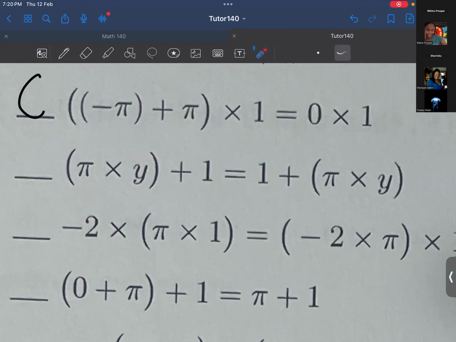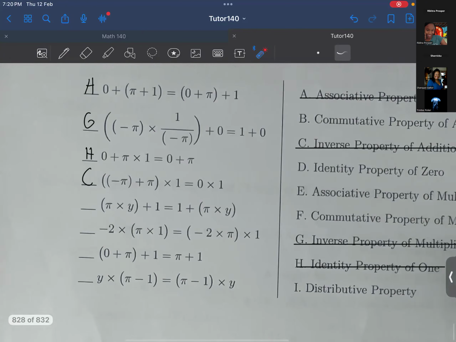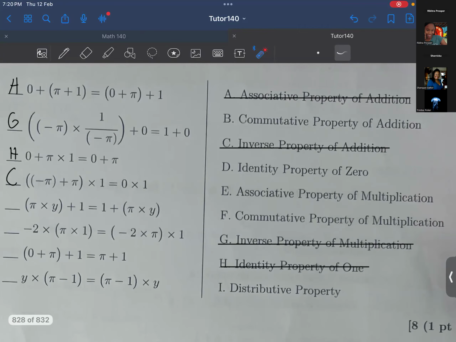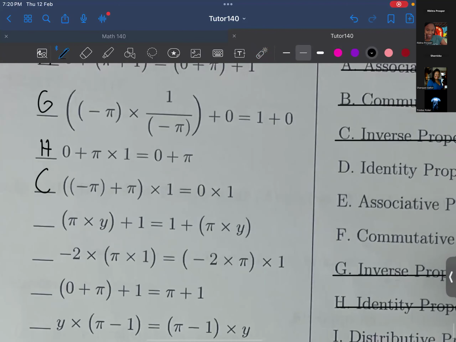When we add 2 numbers, we can group them in any way. We could add pi times y plus 1, or we could add 1 plus pi times y. So this is the commutative property of addition. B.